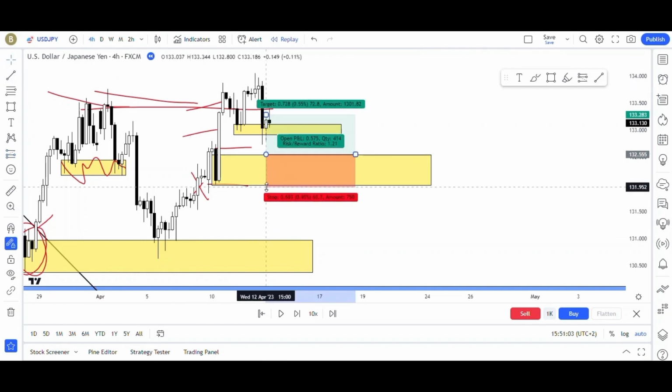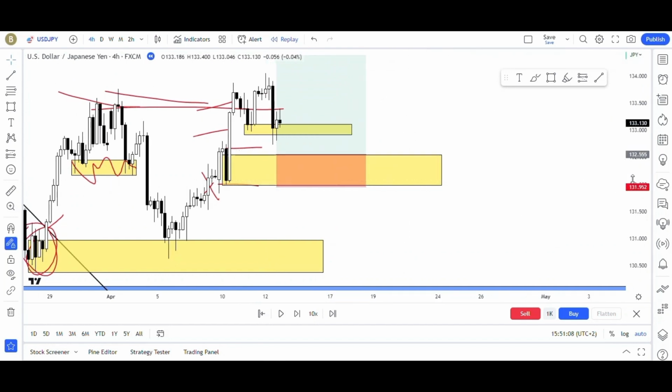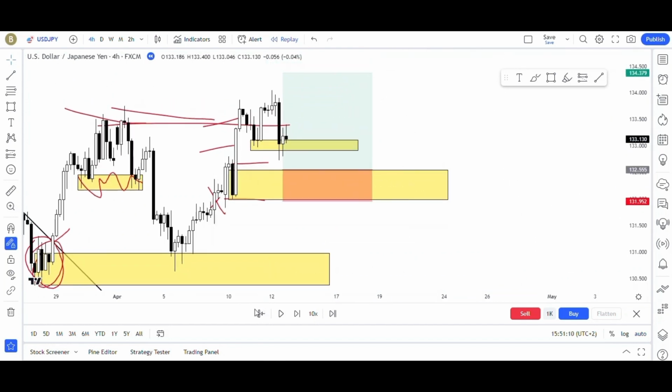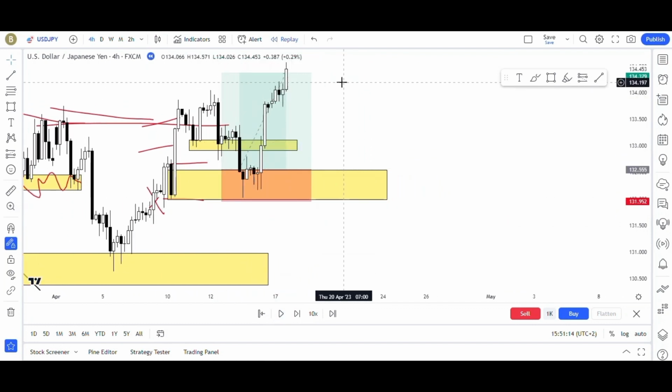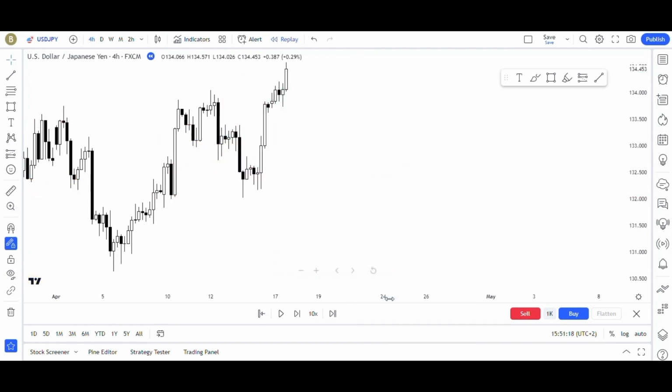So here, let's go for 3%. Yeah, I'm in the trade and I made 3%. Okay, let me remove everything.